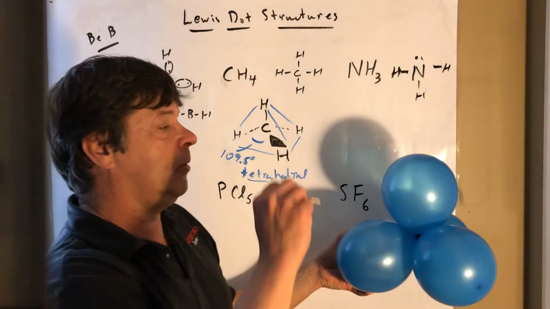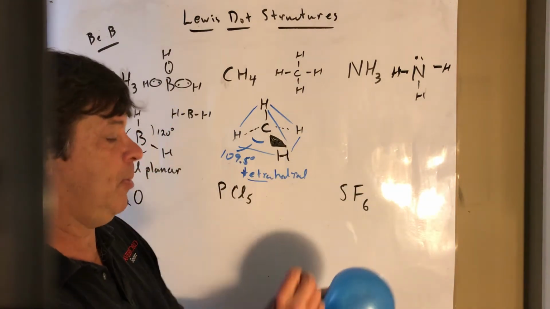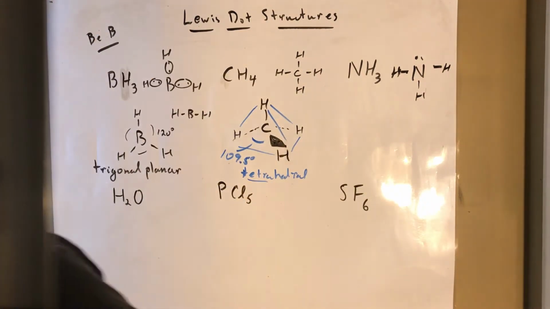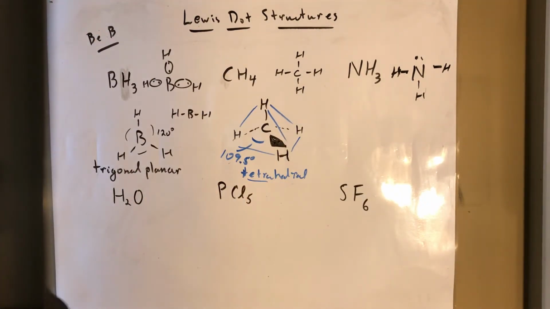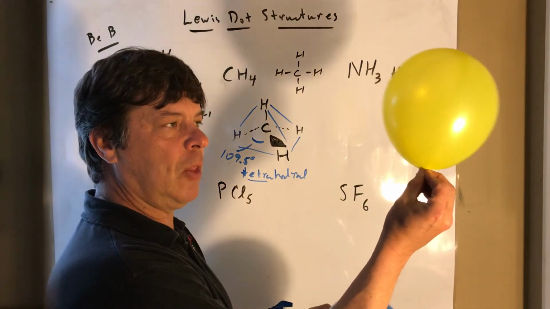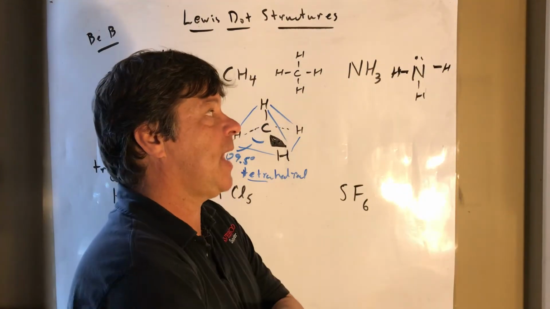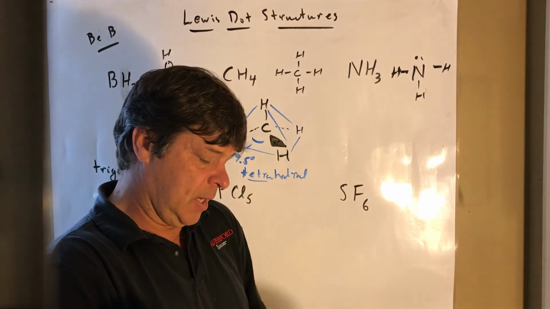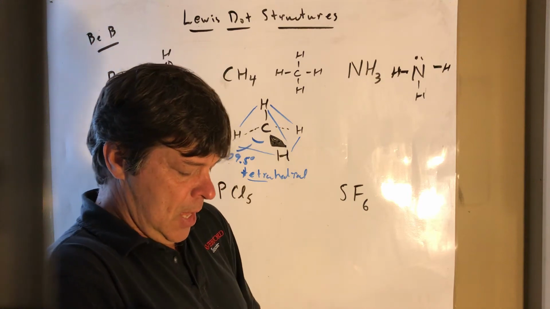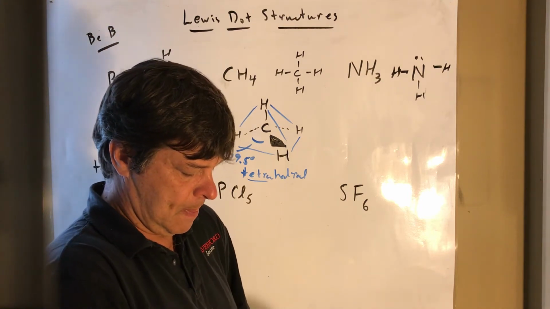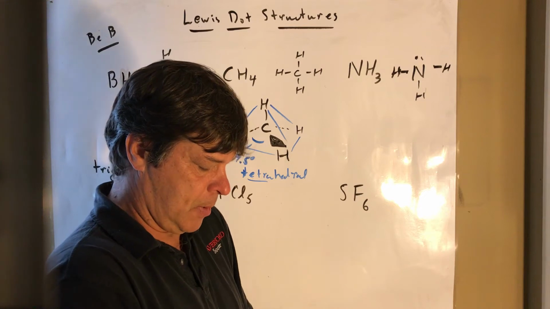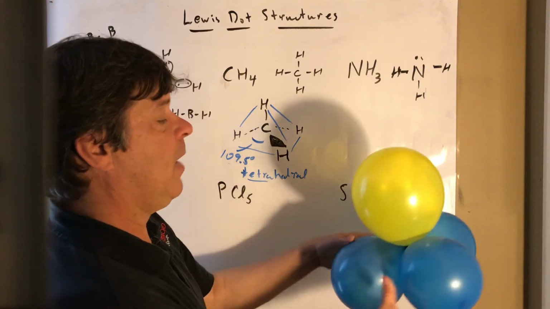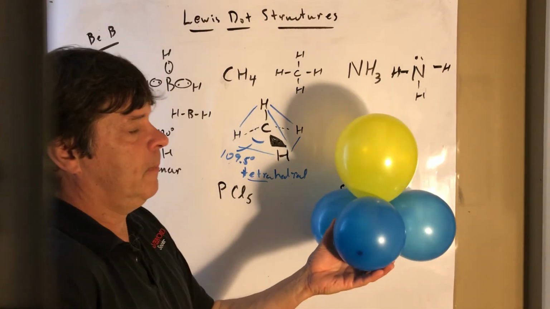Okay, a lone pair. So what we're going to do is take this tetrahedral. I'm going to pop one of these balloons. There we go. And what I'm going to do is add a yellow balloon. And the yellow balloon is going to represent that lone pair, this lone pair up here. So let me just tie these balloons together here, so they don't just pop apart. All right, now I'm going to put this in here, and we've got ammonia.